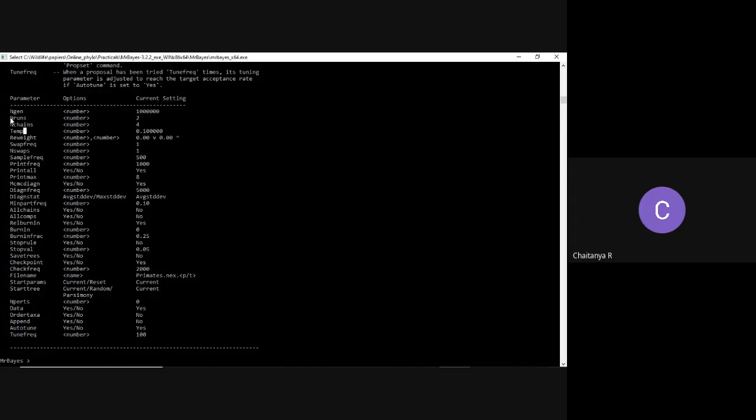nruns is how many runs. Do I want to have 1 run or 2 runs? It does not mean the number of chains, right? nchains is the number of chains per run. So if I say nruns is equal to 2, basically what I'm telling MrBayes is run 2 versions of Markov chain Monte Carlo with 4 chains each. Each run will have 4 chains each. That's what this means.